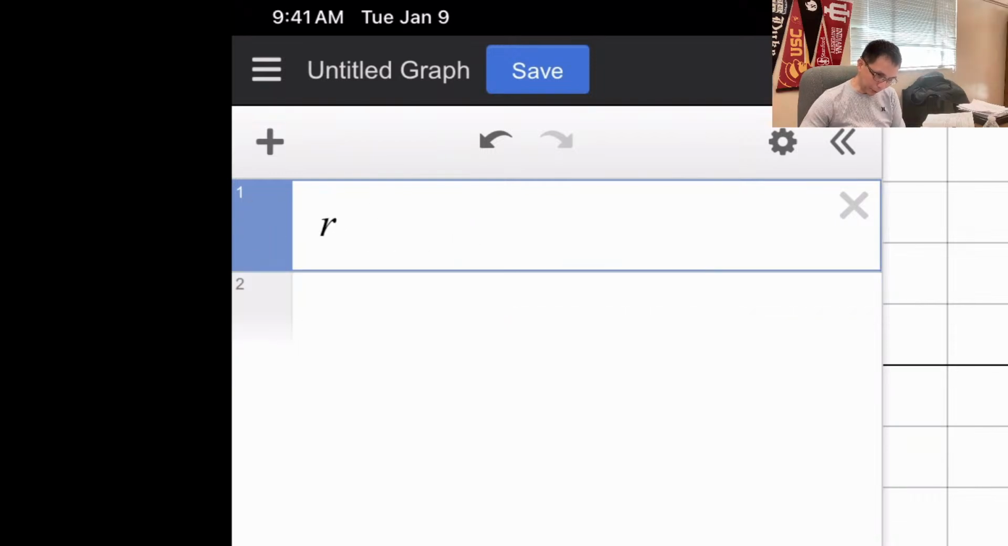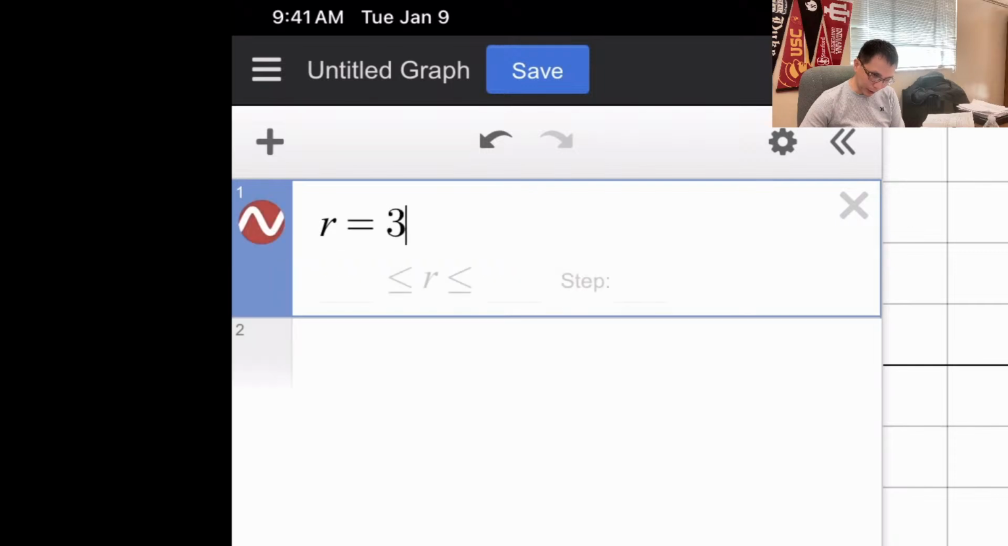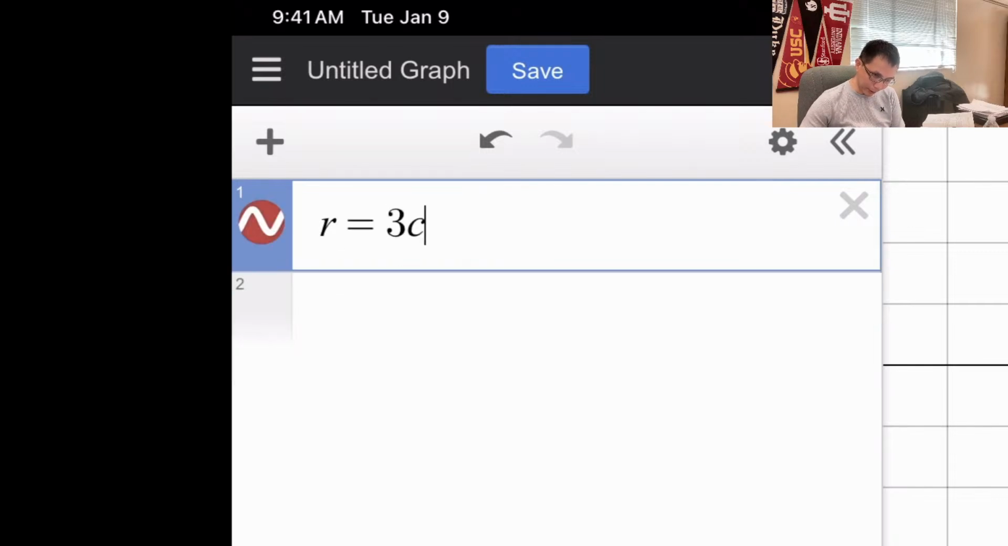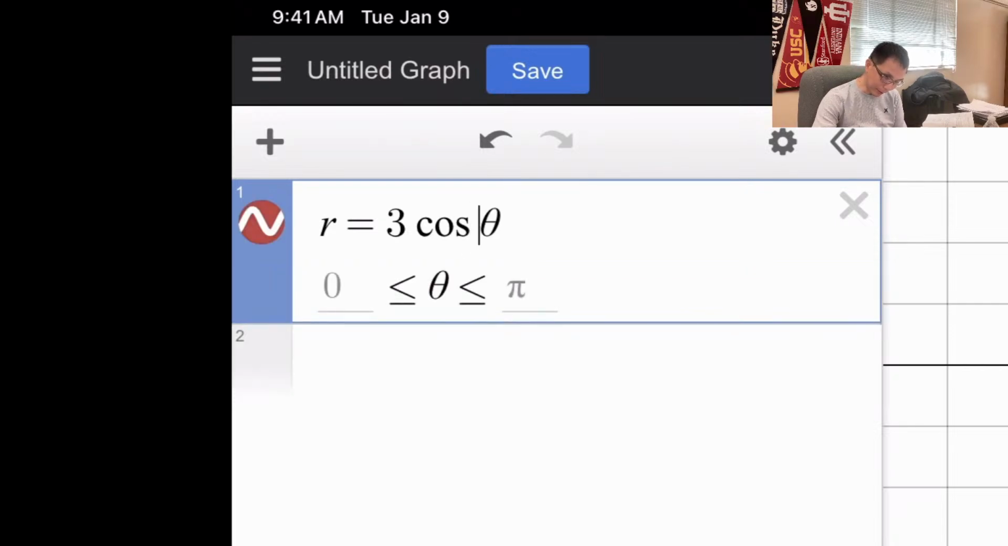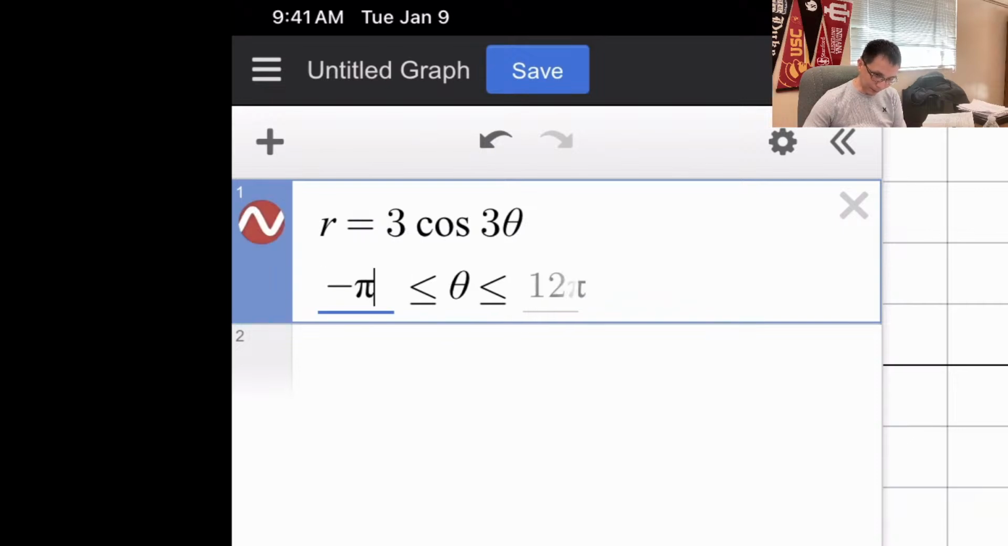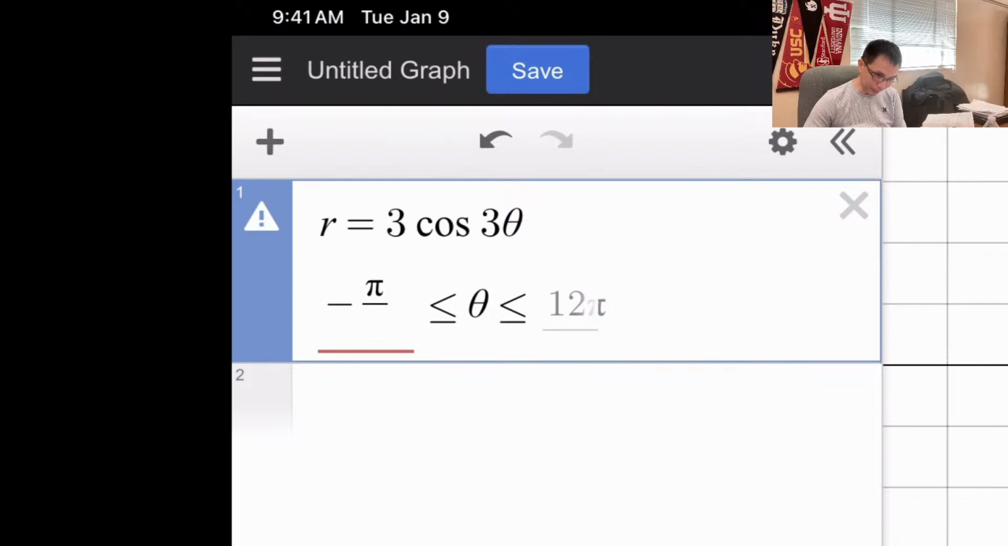r equals 3 cosine theta, right? So that's 3 here. And I'm going to show you that between negative pi over 6 to pi over 6. That way you can see that that's a 1 petal.